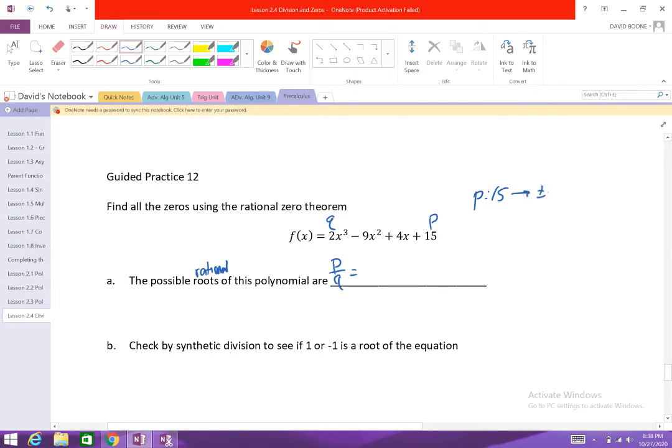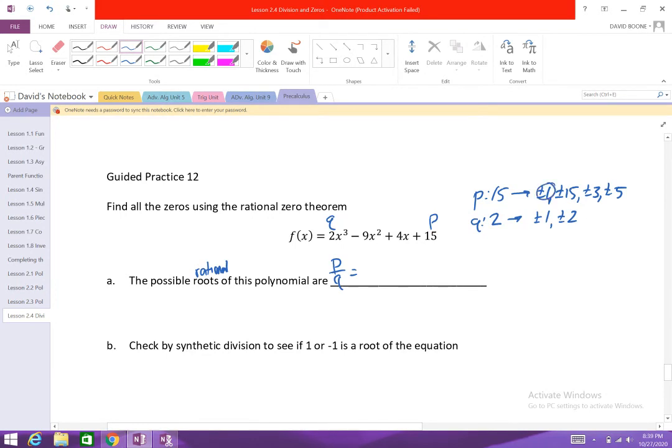So plus or minus 1, plus or minus 15, because 1 times 15 is 15, plus or minus 3, and plus or minus 5. Those are all the p's that we could get. For q, for 2, the only factors are plus or minus 1 and plus or minus 2. So now we're going to look at all the p's over the q's.